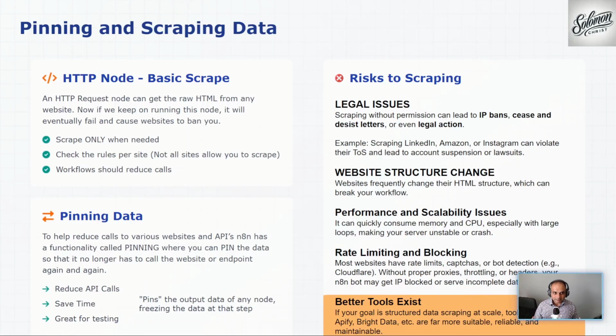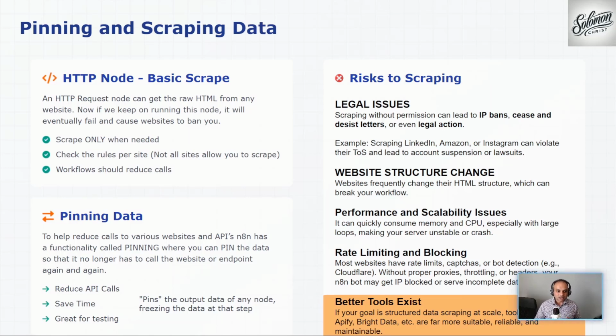Scrape only when needed. You want to check the rules per site. There's something called a robots.txt file. It'll tell you if you're allowed to scrape data. And workflows should reduce calls. That's where pinning the data comes in. To help reduce these calls with various websites and APIs, n8n has the pinning functionality.